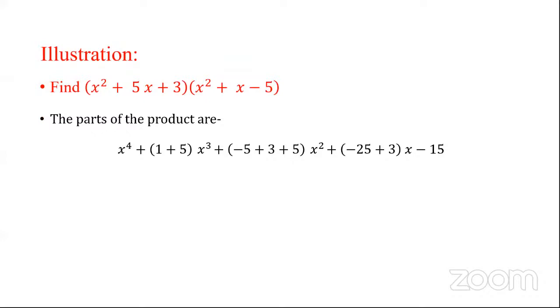Middle part will be minus 5 plus 3 plus 5. Same as 3 by 3. Vertically and crosswise. Now consider 5x plus 3 and x minus 5. That gives me minus 25 plus 3x. And lastly, minus 15. There will be 5 parts. It will be a 4-degree polynomial. So 5 terms will be there, not parts. In case of numbers, we have parts. That plus sign in between them, we are separated by that. Answer is x to the power 4 plus 6 times x cube plus 3x square minus 22x minus 15.